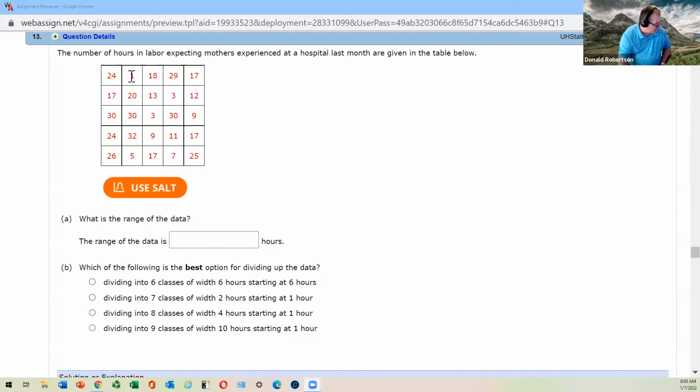So the smallest one I can see is 1 hour. And my sight's not great. I think 30. Can anybody see bigger than 30? 32. There's a 32. What row is it in? Right below the 30. Oh, God, yeah.